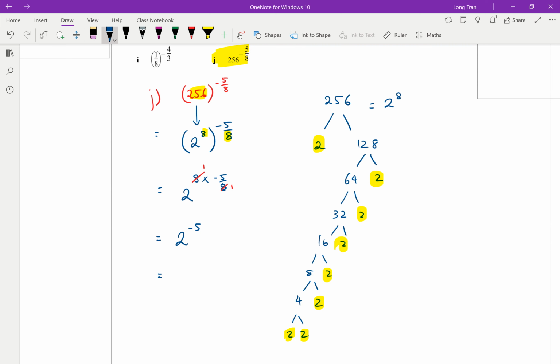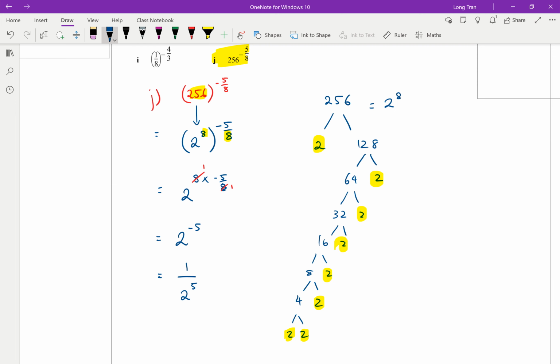Never leave your answers in negative powers. Should always change it to positive power. So what is 2 to the power of negative 5 the same as? How do I write it as a positive power? Very good. Reciprocal, and then write it as a positive power. That's rule number 5, or rule number 6, sorry. That's your negative powers index law.